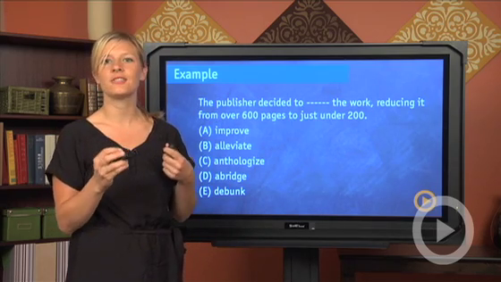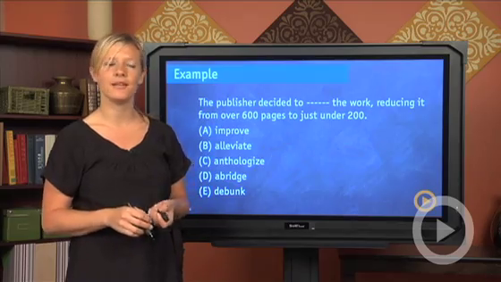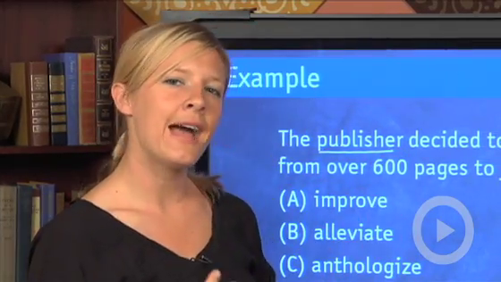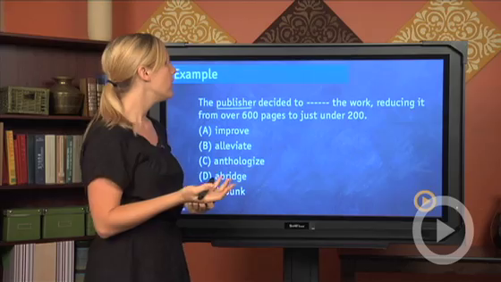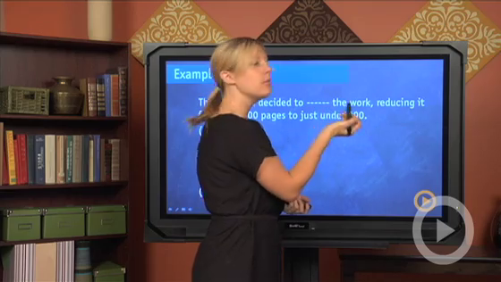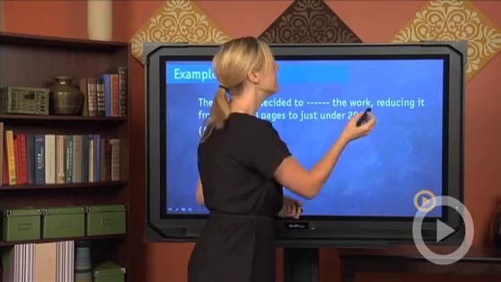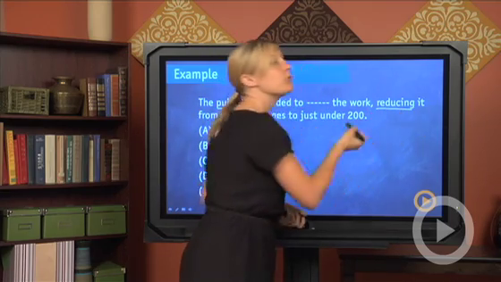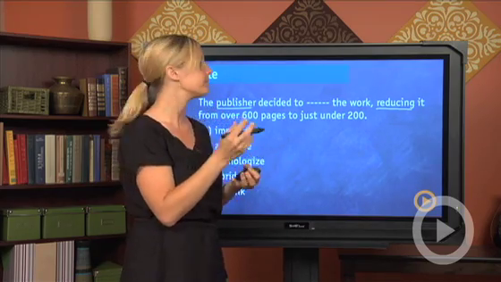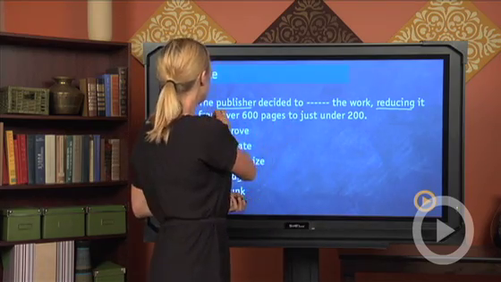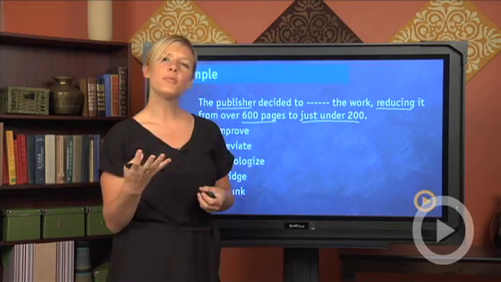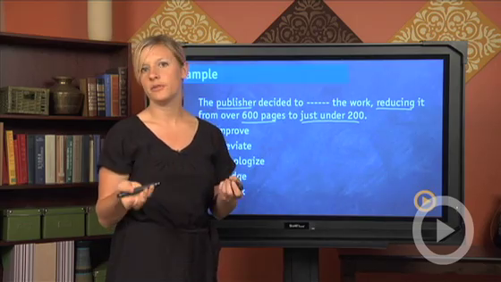Let's look at the context, or the words surrounding that blank, to figure out what it is. So we have the publisher, so we know it may be a word that has to do with something literary. We know that he or she decided to blank the work, that's the word we're trying to figure out. And here's an important one, reducing. So it's going to be a word that maybe means reducing or shortening. And then from over 600 pages to just under 200, that's really just reinforcing this idea of reducing.